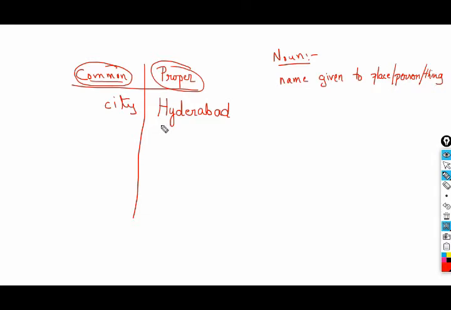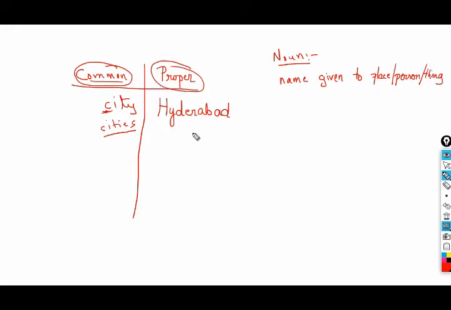So here the difference is, the word city is a common noun. For example, I can call Hyderabad a city. Similarly, Mumbai is also a city. Calcutta is also a city. And Bangalore is also a city. Chennai is a city. So now the word city is common. There are many cities. Actually, the word city can even be made plural: cities. So whatever you can make plural, that is a common noun.